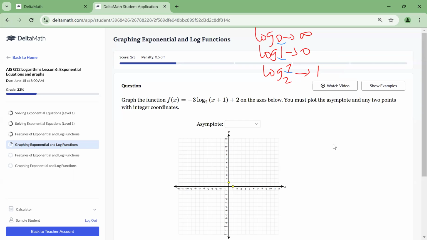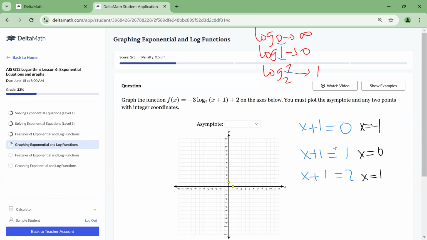So we have x plus 1 equals 0, x plus 1 equals 1, and x plus 1 equals 2. Now for each of these, we get the x. So here x is negative 1, x is 0, x is positive 1.